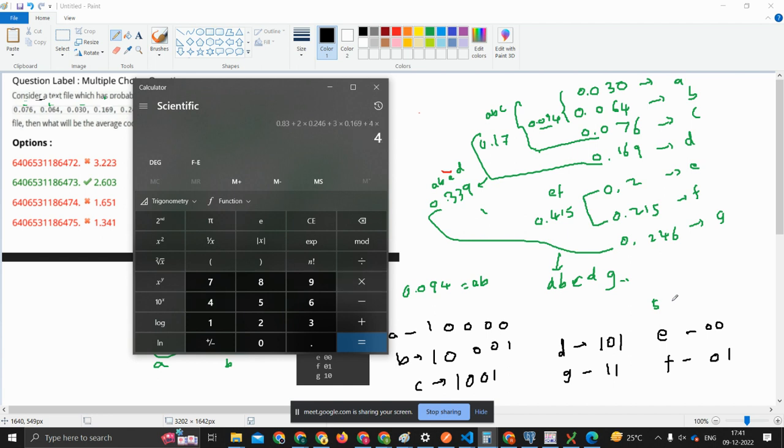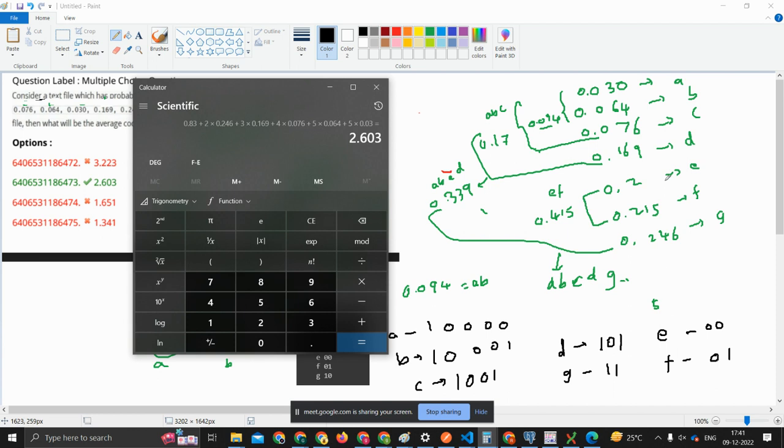So now C. It is 4 into 0.0766. Correct. We are getting close, right? 5 into 0.064, plus 5 into 0.03. Boom. Yeah, we got it right.